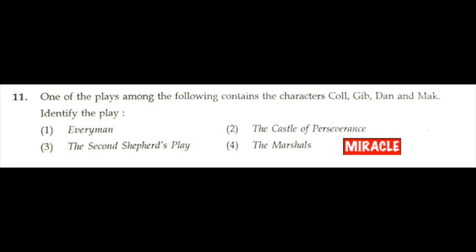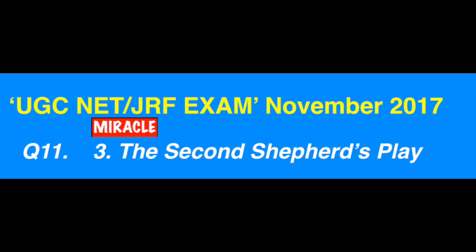Question number 11. One of the plays among the following contains the characters Col, Gib, Dan and Mac. It is not Dan, it is Do. There is a misprint here. So identify the play. The correct answer is the second Shepherd's play.